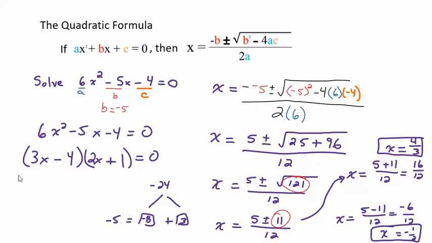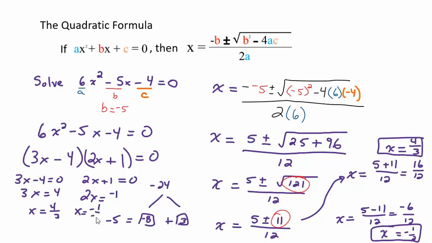So if I was solving by factoring, then I would set each factor equal to 0. I'd add 4 to both sides. Divide both sides by 3. There's your 4/3. And here I would subtract 1 from both sides and divide both sides by 2. And there's the negative 1/2. And those are our answers.